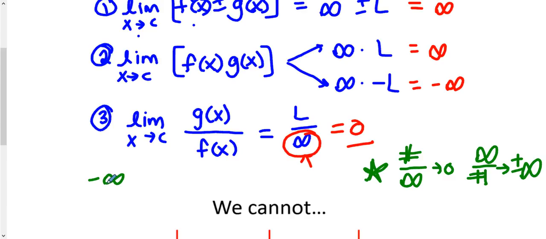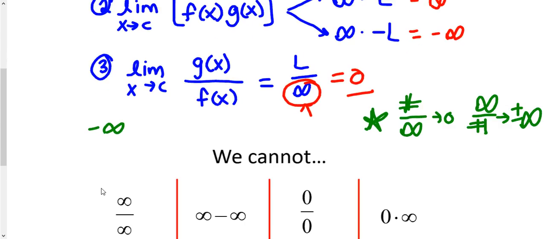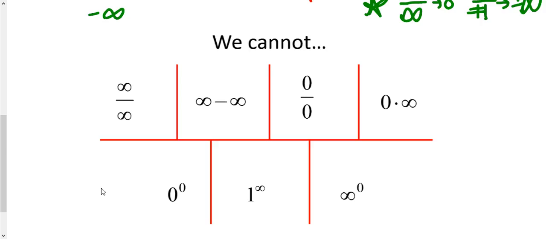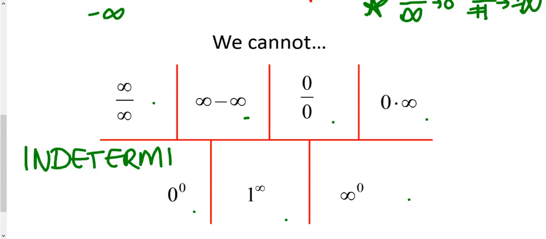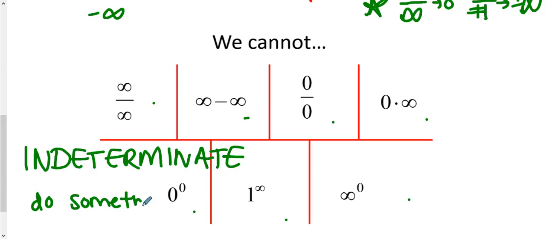Okay. The last thing is we have indeterminate forms. So if you see any of these things, infinity over infinity, infinity minus infinity, 0 over 0, 0 times infinity, 0 to the 0, 1 to the infinity, infinity to the 0, these are indeterminate. And we cannot use them. So if you get that answer, you have to do something else. It did not work. You did not get an accurate answer.